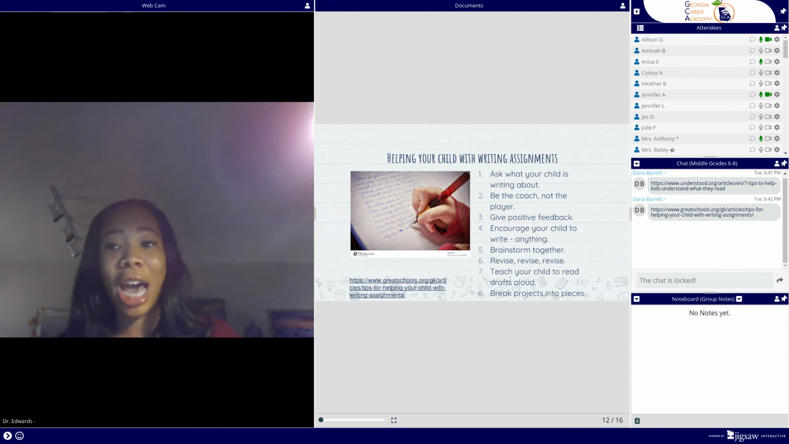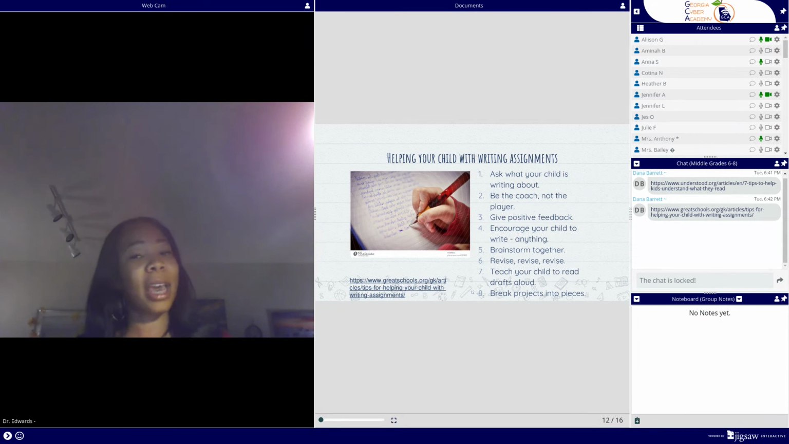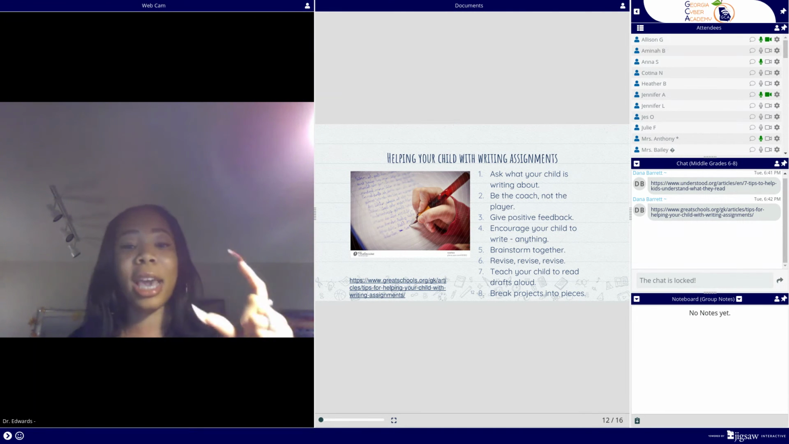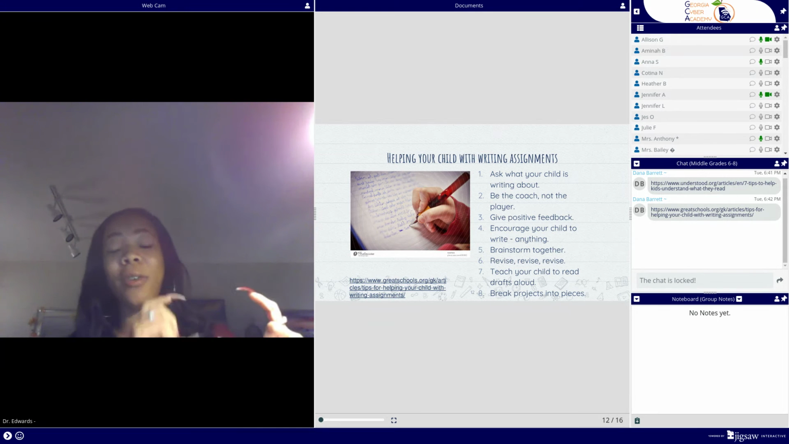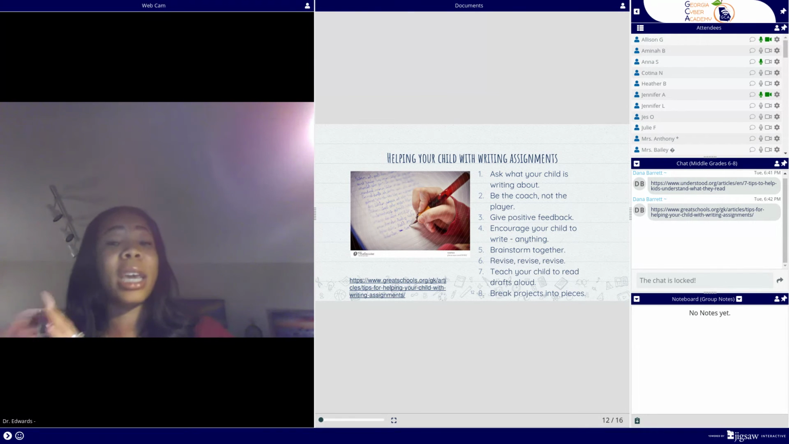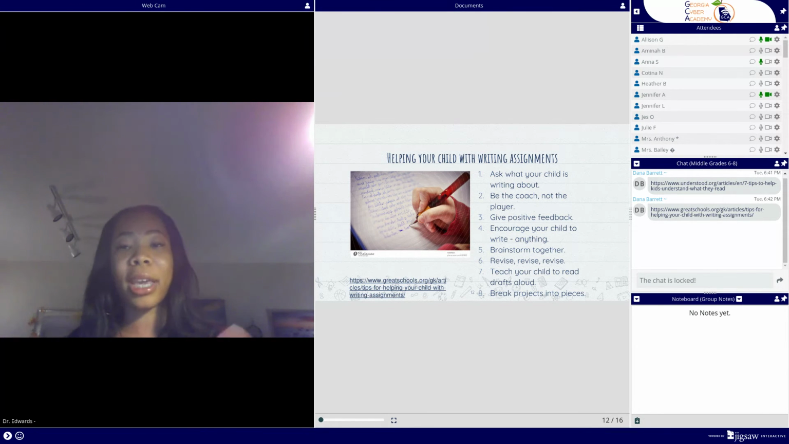Teach your child to read drafts aloud. Even right now, as they're writing narratives, have them say, let me hear it, read it word for word. Read what you see, because sometimes we put words in. Do that as well, and break projects into pieces. In ELA, they have an introduction, then they focus on bodies, and then conclusions. Breaking everything up is helpful as well.